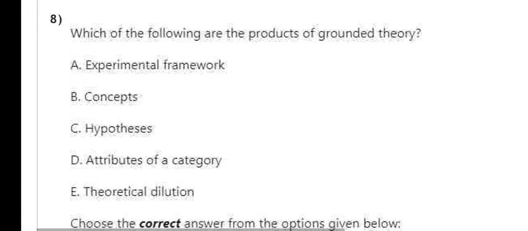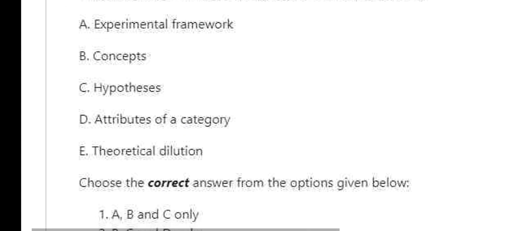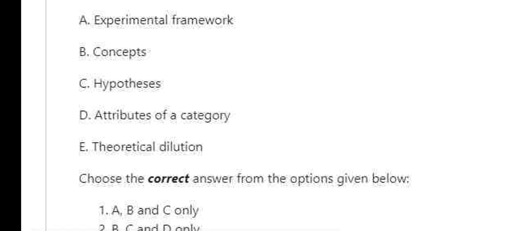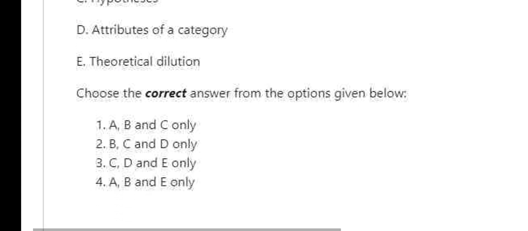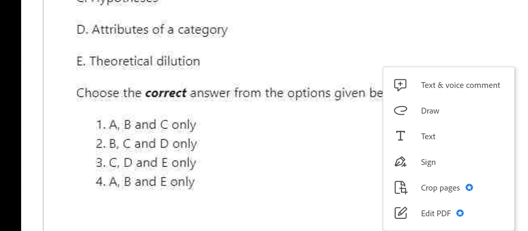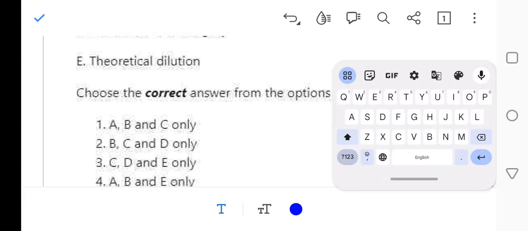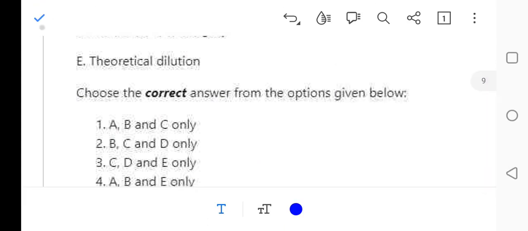Next, which of the following are the products of grounded theory? A, B, C, D, E: experimental framework, concepts, hypothesis, attributes of a category, theoretical delusion. Options: A, B, C; B, C, D; C, D, E; A, B, E. It will be B, C, D only. B, C, D only will be correct.